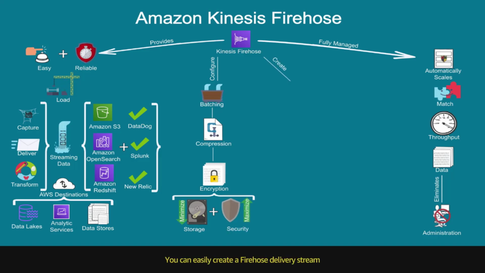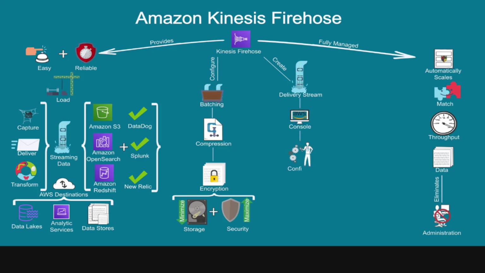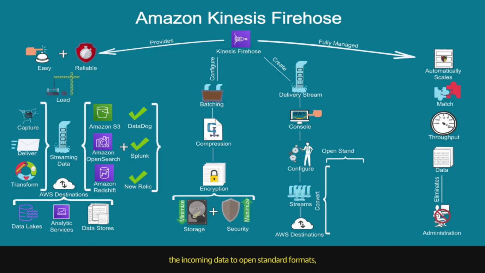You can easily create a Firehose delivery stream from the AWS Management Console, configure it with a few clicks, and start ingesting thousands of data streams to your AWS destinations. You can also configure your data streams to automatically convert the incoming data to open standard formats, like Apache Parquet and Apache ORC before the data is delivered.